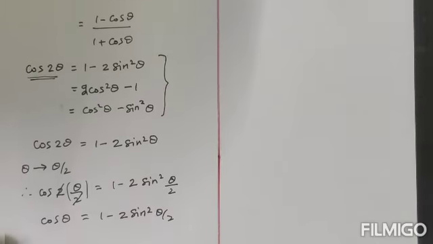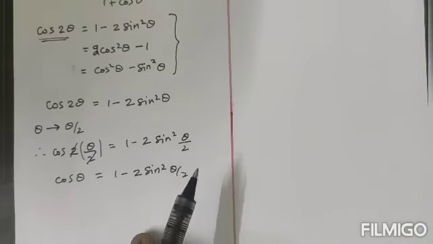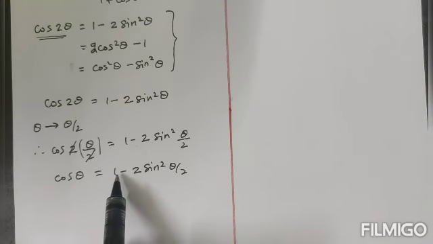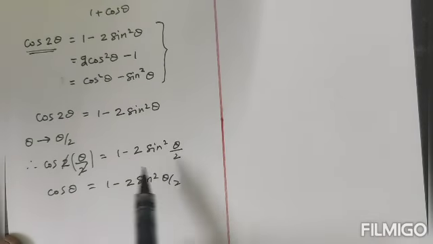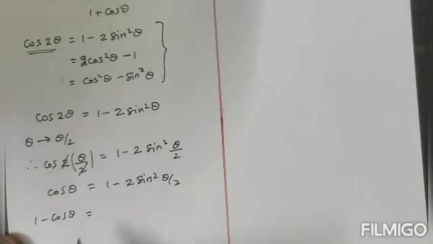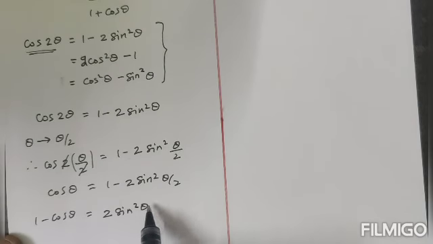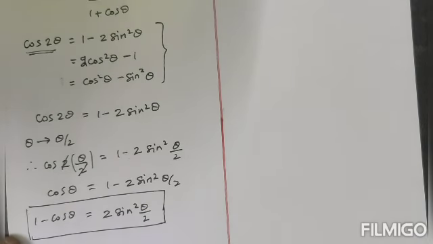If you observe the numerator, we need 1 minus cos theta only. Therefore, moving cos theta to this side it becomes minus cos theta, so 1 minus cos theta equals minus 2 sin square theta by 2 moved to the left side, which becomes plus. So 2 sin square theta by 2. So the numerator value we found: 1 minus cos theta is equal to 2 sin square theta by 2.